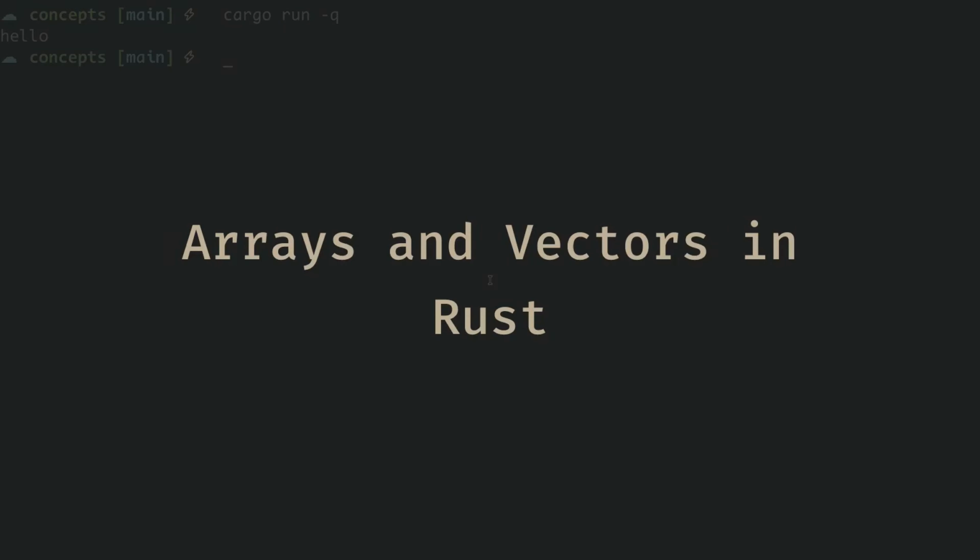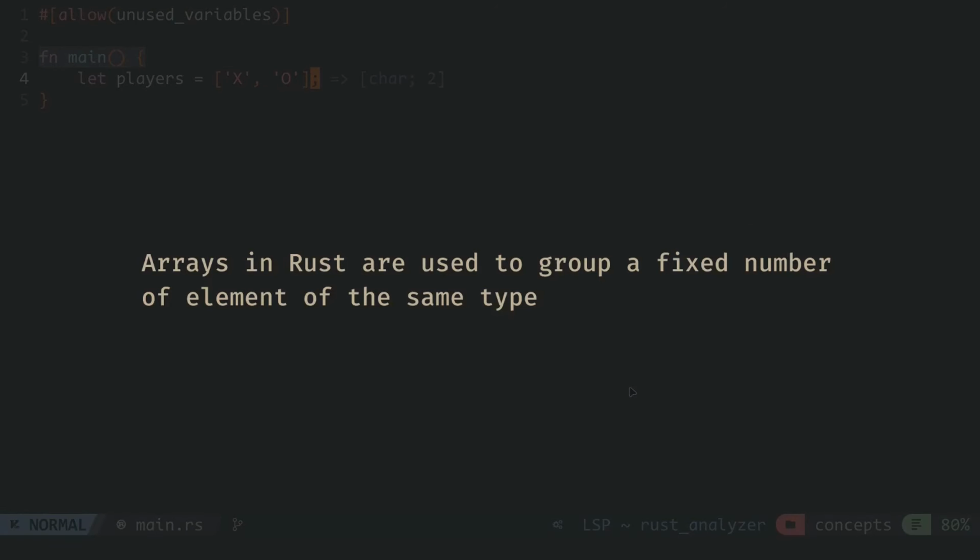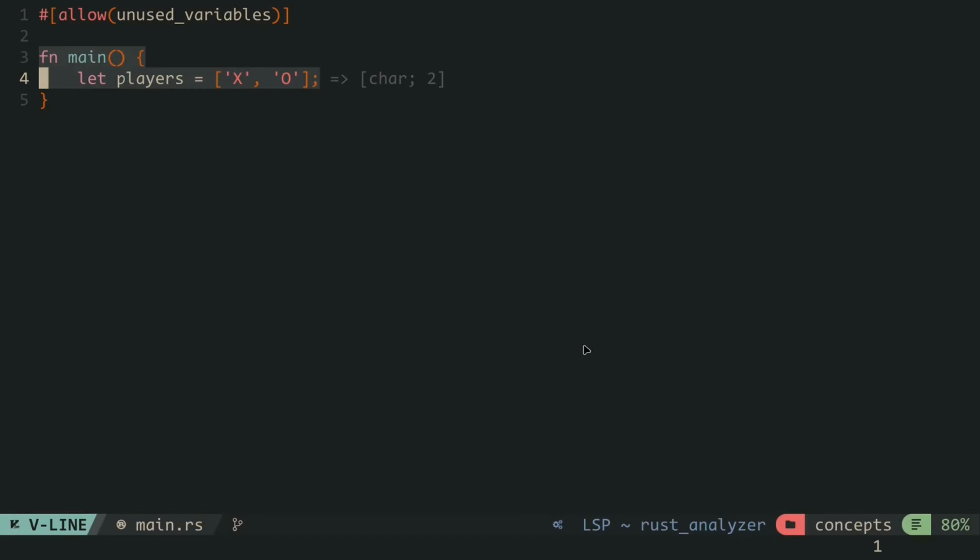Now let's talk about arrays and vectors in Rust. Arrays in Rust are used to group a fixed number of elements of the same type. The players variable here is an array that contains two char types. Once an array size is defined, it cannot be changed, making arrays ideal for situations where the number of elements is known at compile time and will not change during the program.